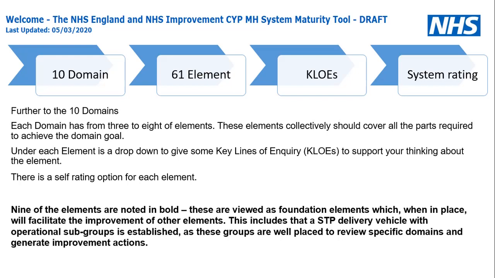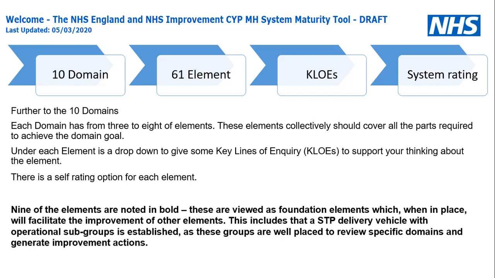You'll also see when you look in the System Maturity Tool that 9 of the elements are noted in bold. And they're bold because we see those as foundation elements, which when in place will facilitate the improvement of other elements. Now, one of the things I mentioned earlier was this collaborative nature of how we'd want you to approach the System Maturity Tool. And for that, we think you need an STP delivery vehicle, which has operational subgroups underneath it. And if that isn't in place, we question whether some of the improvement activity you're aiming to deliver across your system is likely to be successful.